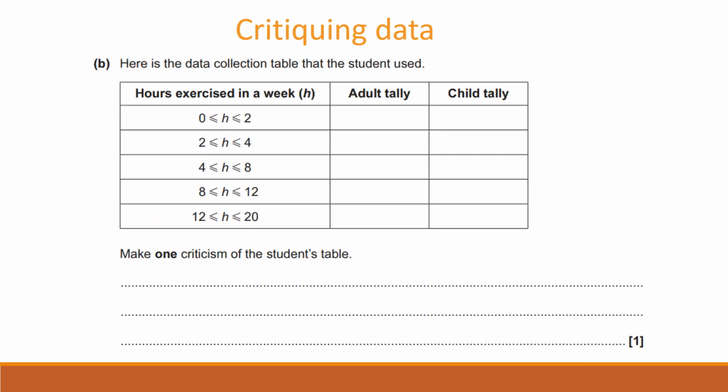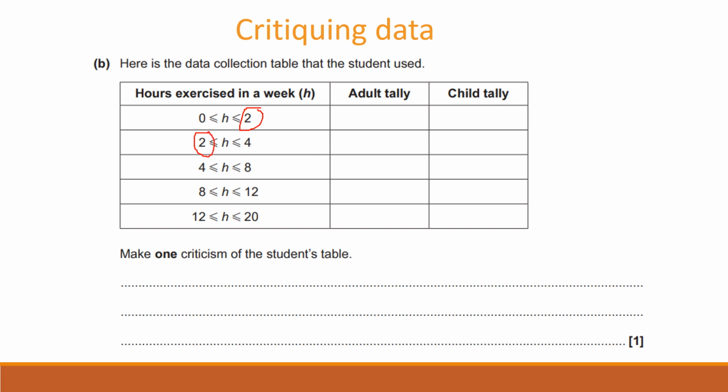Part B is looking at a data collection table. We've got to make 1 criticism of the student's table. Now this question was quite tricky. You've got to look at the data very carefully, and I'm just going to highlight this number here, the number 2 at the end of the first section and the number 2 on the end of this section here.